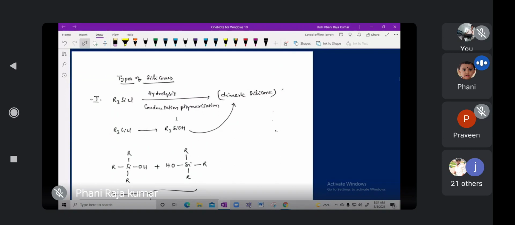Now let us move on, but this is the requirement. Types of silicones. This part is important. First I am taking R3SiCl. What is R3SiCl? Trialkyl chlorosilane. Like that, please practice. Trialkyl or triaryl, mainly trialkyl chlorosilane.